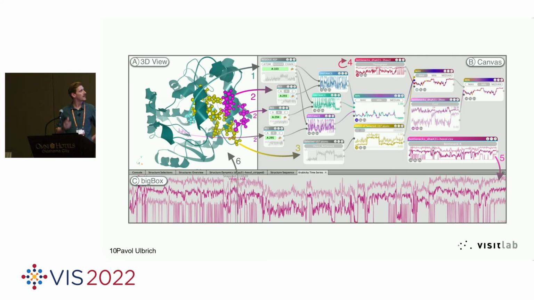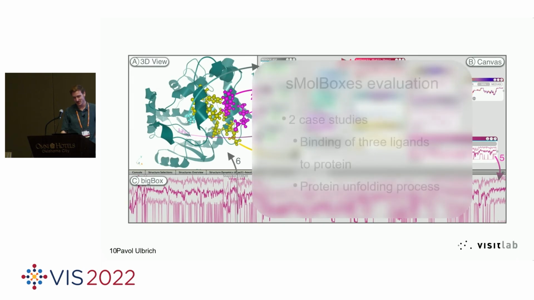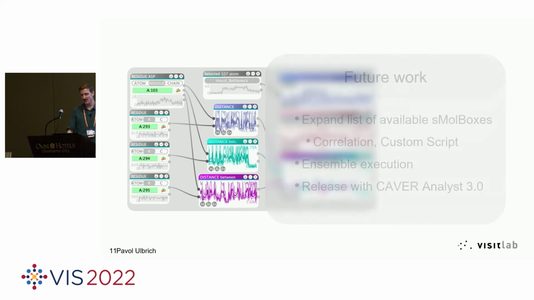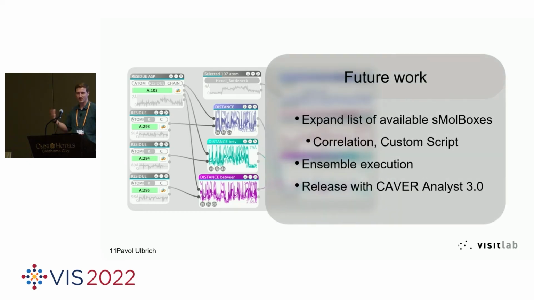So yeah, for the real use case, it's more complex, and due to the time restriction, I'm not going to talk about it, but I encourage you to search for it in my paper. There are two interesting use cases: the binding of three ligands and protein unfolding. And very quickly, the future work: there will be more small boxes, there will be batch execution for multiple molecular dynamics, and we plan to release our software with Caver Analyst 3.0.